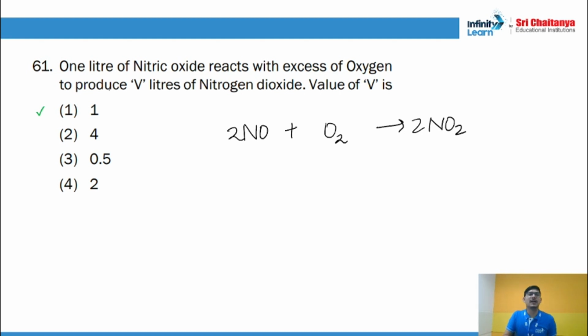Yes, balanced. 1 liter of nitric oxide reacts with excess of oxygen to produce V liters of nitrogen dioxide. Now, as per the stoichiometry of the reaction, 2 moles of NO gives 2 moles of NO2. That is, the ratio is 1:1. So, if you take 1 liter of nitric oxide, you will get 1 liter of nitrogen dioxide. It's that simple, right? So, the answer is 1.